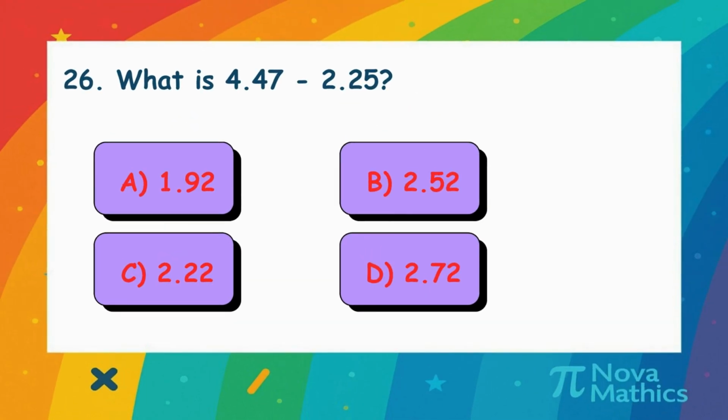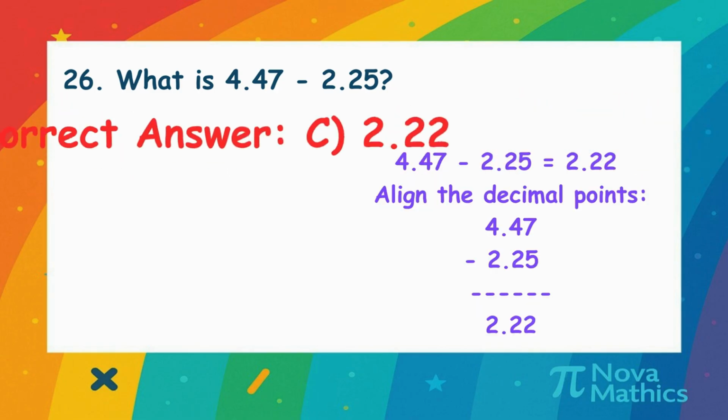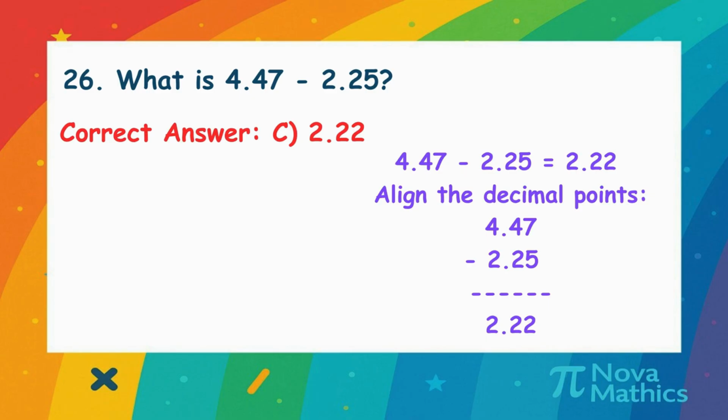26. What is 4.47 minus 2.25? Correct answer is 2.22. We subtract 4.47 minus 2.25, and the result is 2.22.